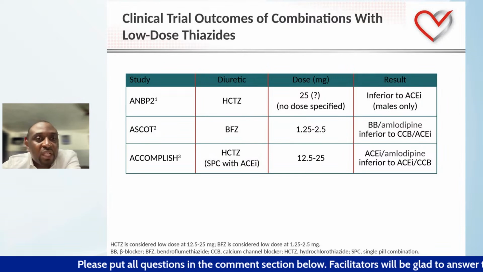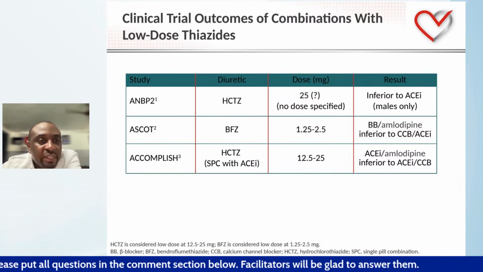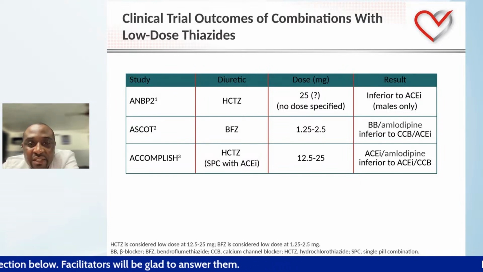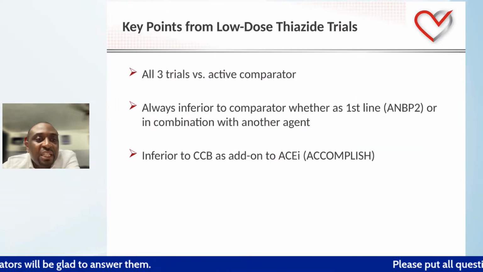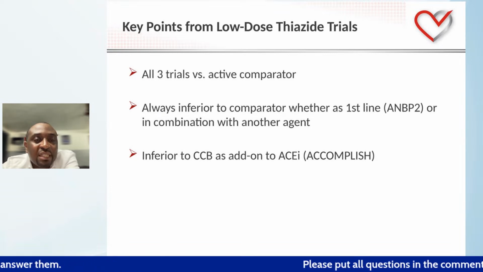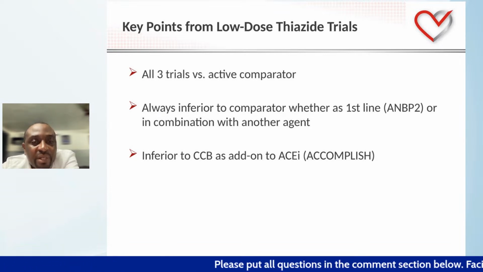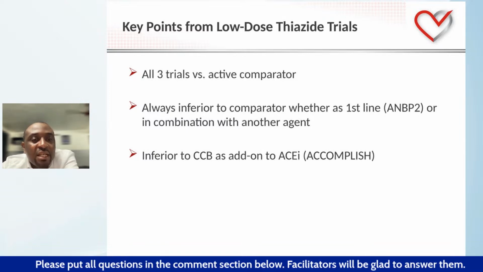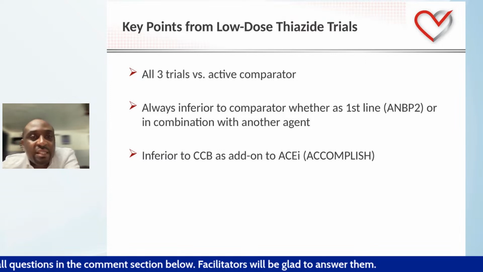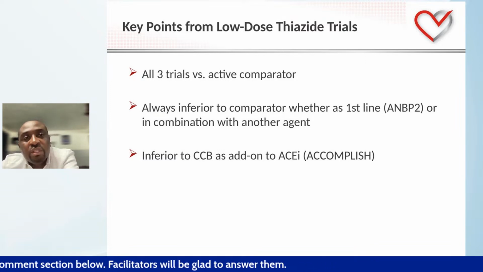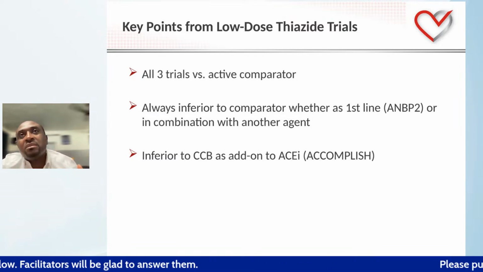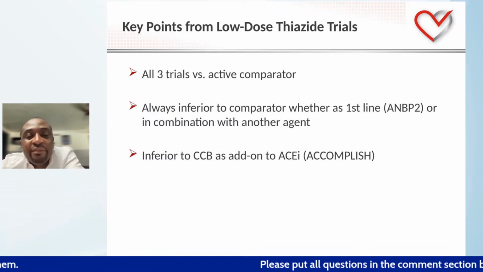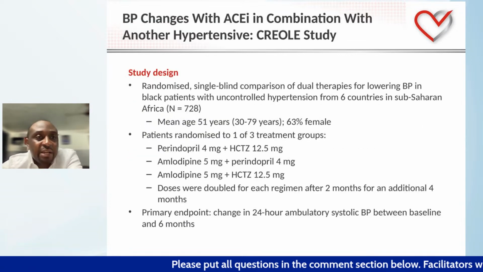So, clinical trial outcomes of combination with low dose thiazide. ASCOT used bendroflumethiazide, ACCOMPLISH used hydrochlorothiazide in these doses. And clearly all three trials were compared to an active comparator. They were always inferior to a comparator, and they were inferior to calcium channel blockers as add-on to ACE inhibitor. So clearly the thiazide drugs don't show any mortality benefit compared to the thiazide-like diuretics.